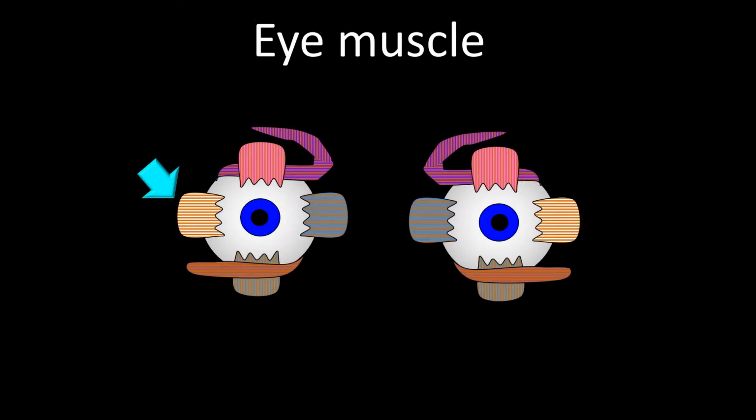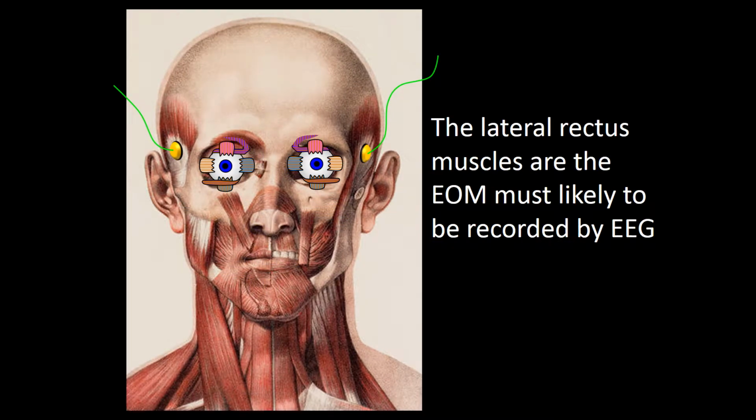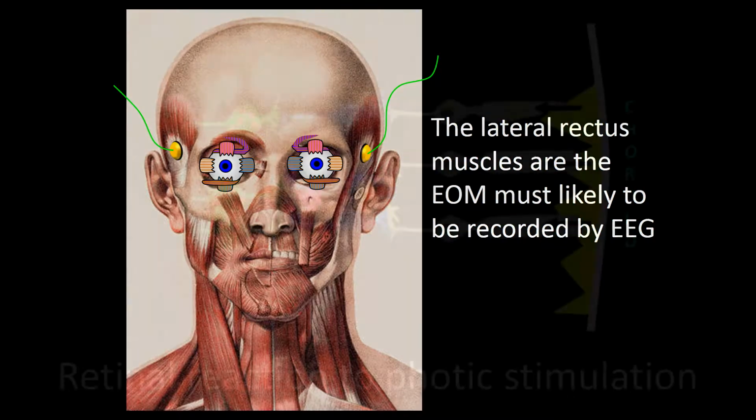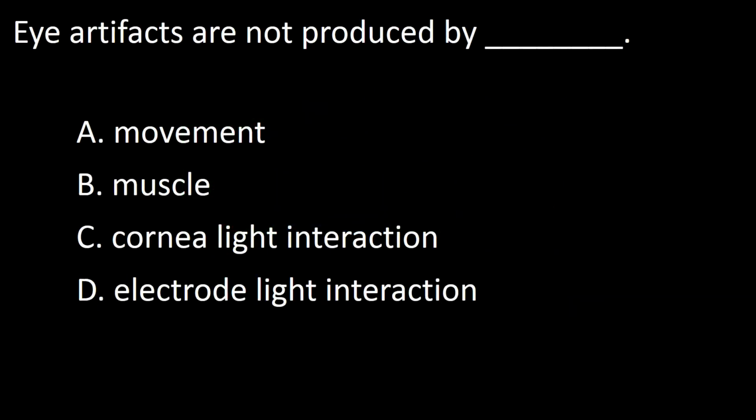Eye artifacts can also be produced by contraction of the lateral rectus. The lateral rectus muscles are the extraocular movements most likely to be recorded by EEG because of the proximity of the electrodes to them. Another type of artifact related to the eye are those that occur because of interaction of light and retina. So the answer to this question is C.